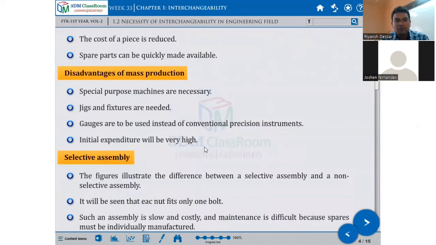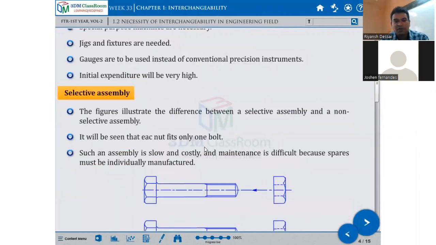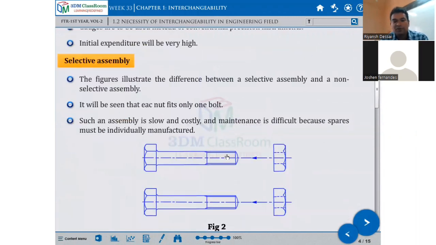Now what do you mean by selective? Selective means, if this is one bolt and this is a nut, it is going to be assembled only with this nut. That is selective assembly. But in the non-selective case, this nut can be fitted on this bolt and that nut can be fitted on this bolt. It can be interchanged. That is non-selective.